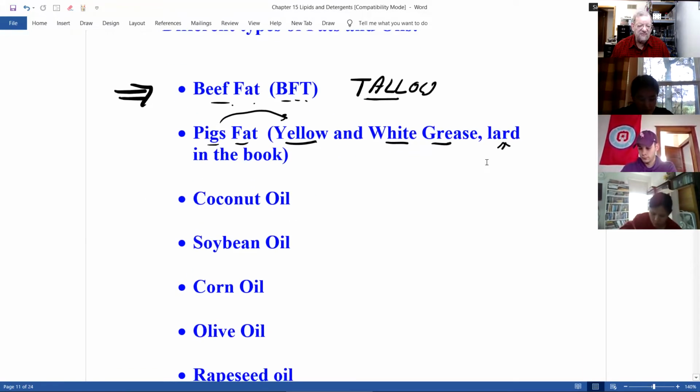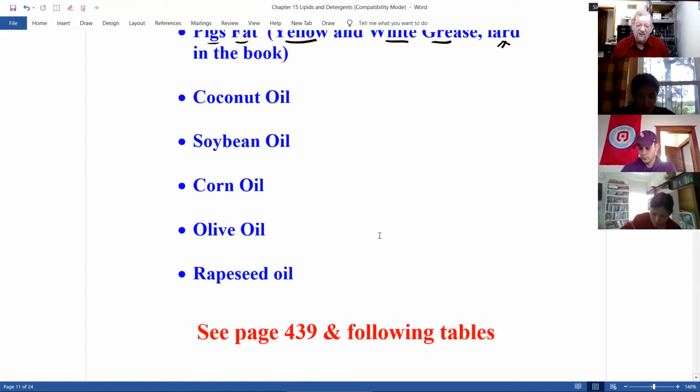Now, other oils, coconut oil, soybean oil, you might be familiar with. Corn oil, you might be. A mixture of these are called vegetable oil. Olive oil, which in the last decade or so has been very popular because people are saying how healthy it is. And then there's one called rapeseed oil. Anybody out there ever hear of rapeseed oil? Nope. Guess what? Rapeseed oil is probably one of the widest used cooking oils in the world.